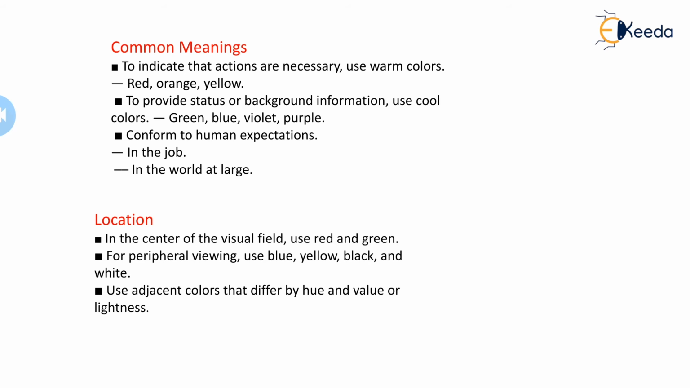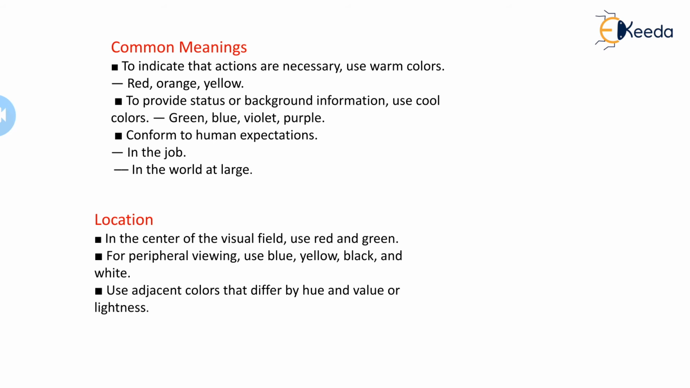Next is the locations. The first is about the central vision. The eye is most sensitive to red and green in the center of the visual field. If used in a view periphery, some other attention-getting methods such as blinking may be used. Then you have peripheral vision. For peripheral viewing, use blue, yellow, black, or white. The periphery of the retina is most sensitive to these colors.